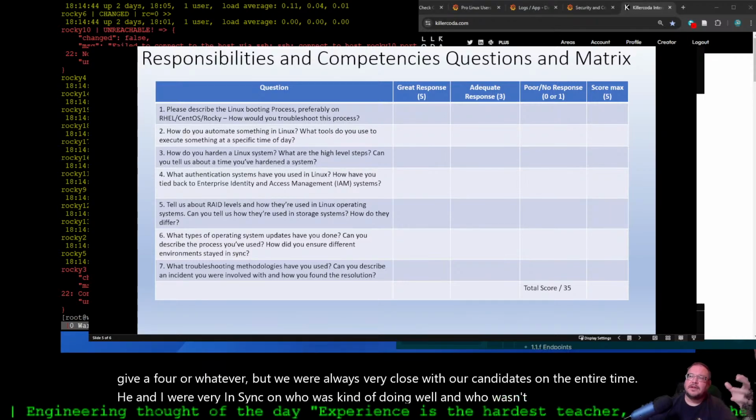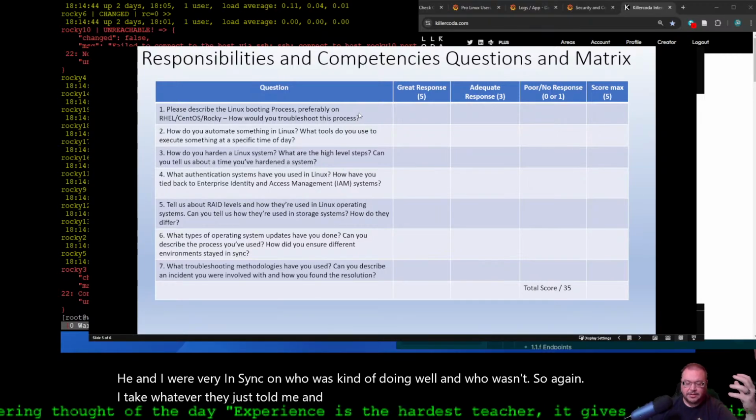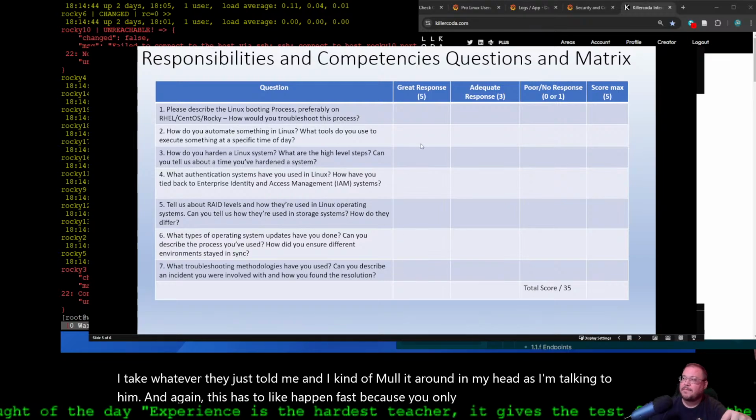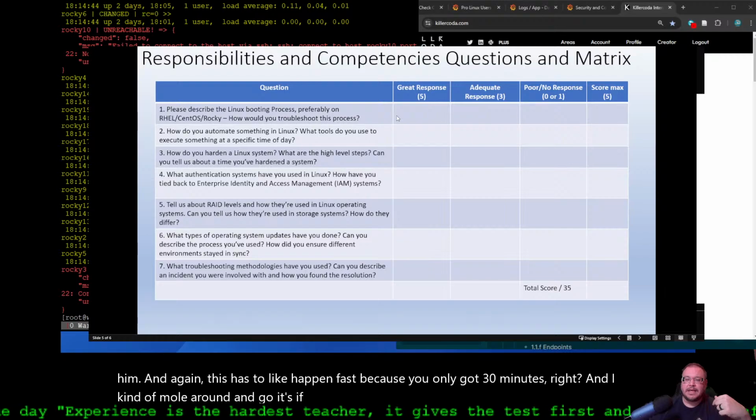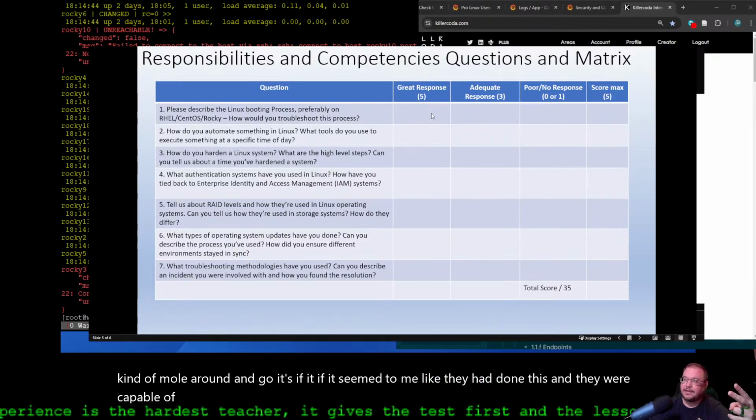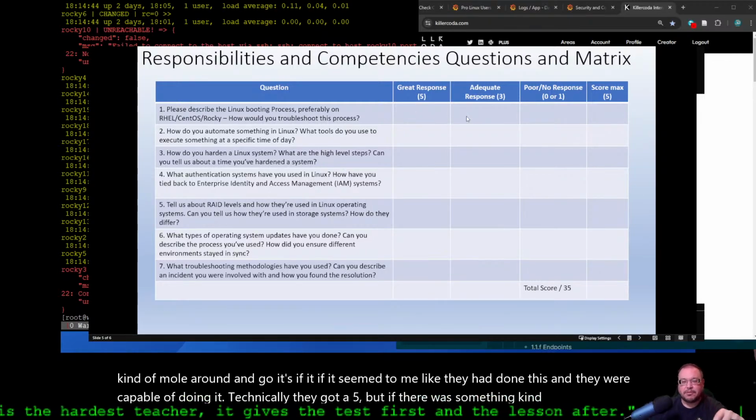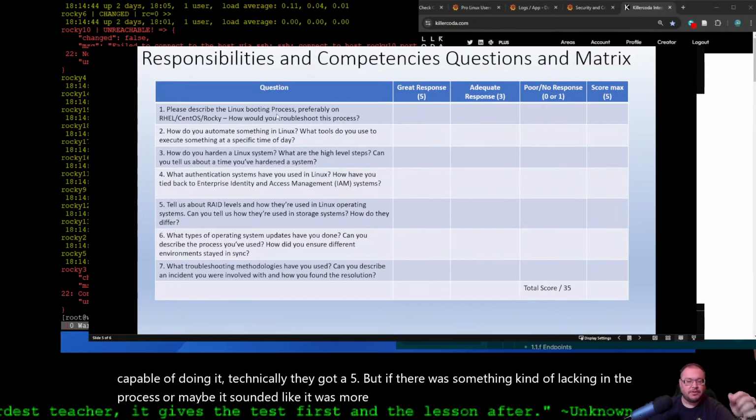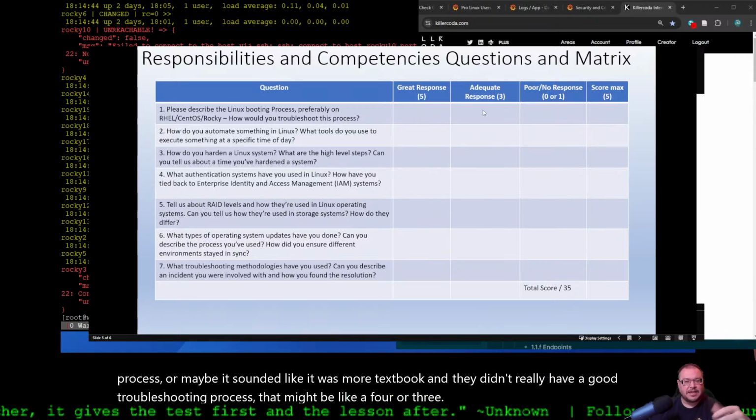So again, I take whatever they just told me and I kind of mull it around in my head as I'm talking to them. And again, this has to happen fast because you only got 30 minutes, right? If it seemed to me like they had done this and they were capable of doing it technically, they got a 5. But if there was something kind of lacking in the process, or maybe it sounded more textbook and they didn't really have a good troubleshooting process, that might be a 4 or a 3 for me, right? Does that kind of make sense?